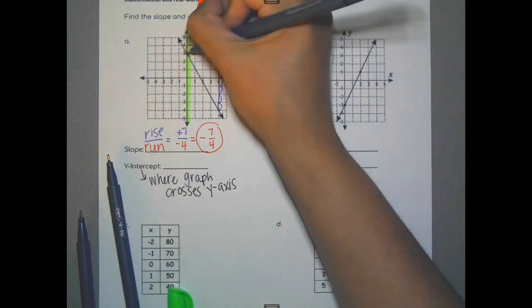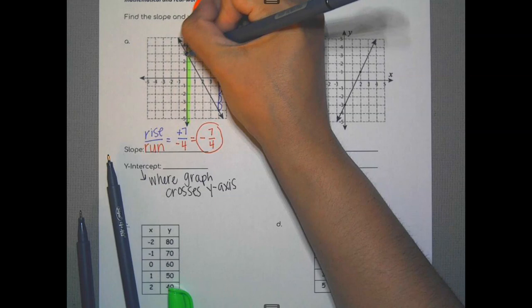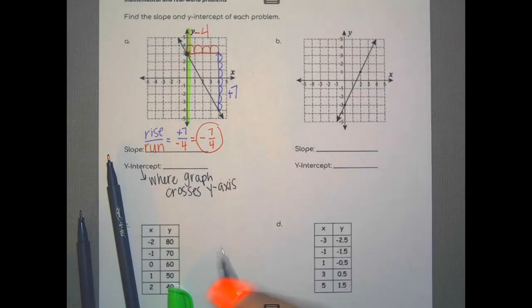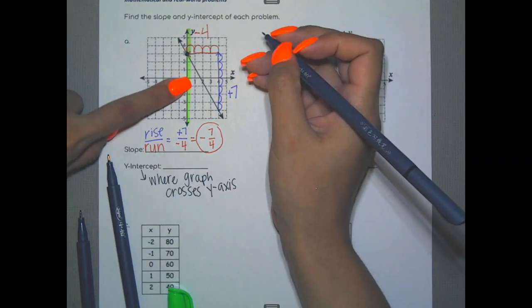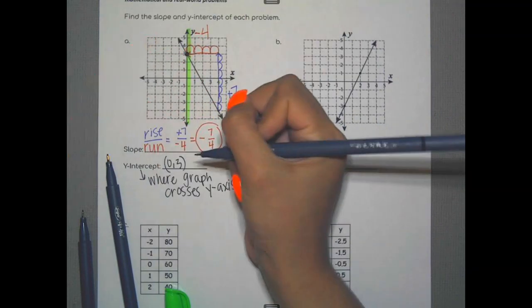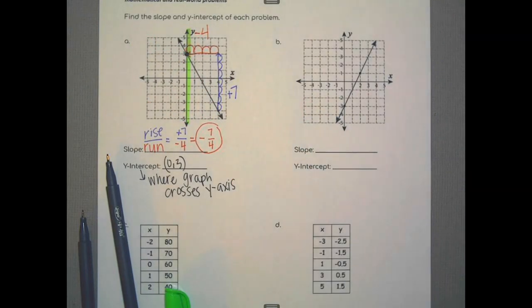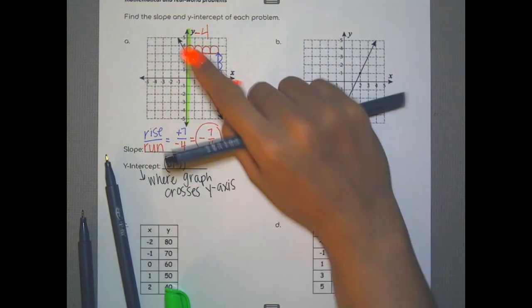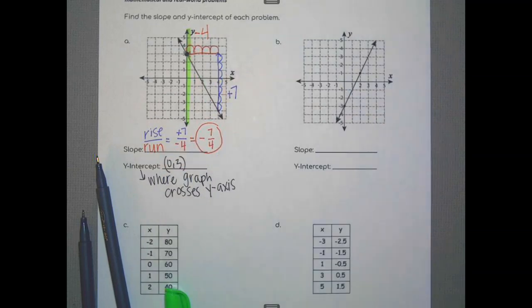And I can see there is a point right here. So my y-intercept is at the coordinate 0, +3. Okay. So that's my y-intercept. And it is a positive 3 because that's the coordinate that it's crossing at. So now we're going to try example B.